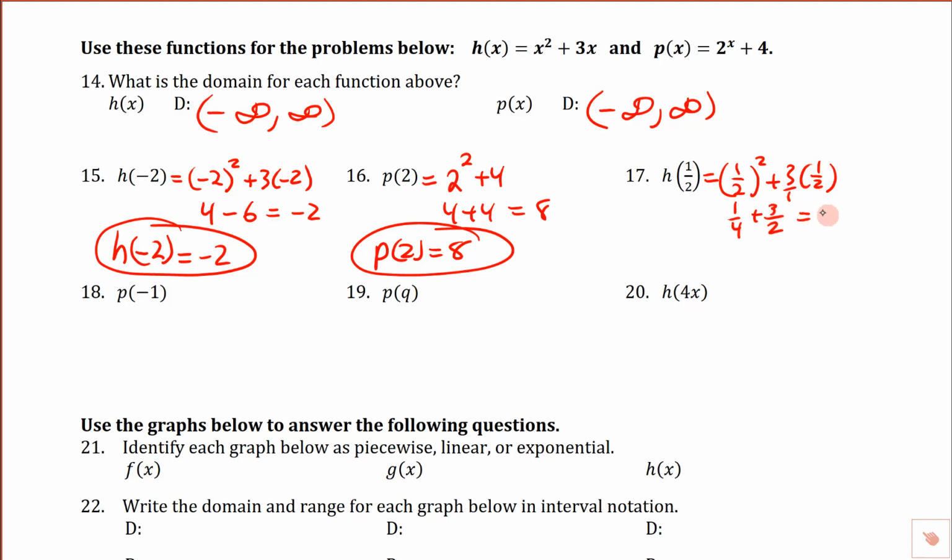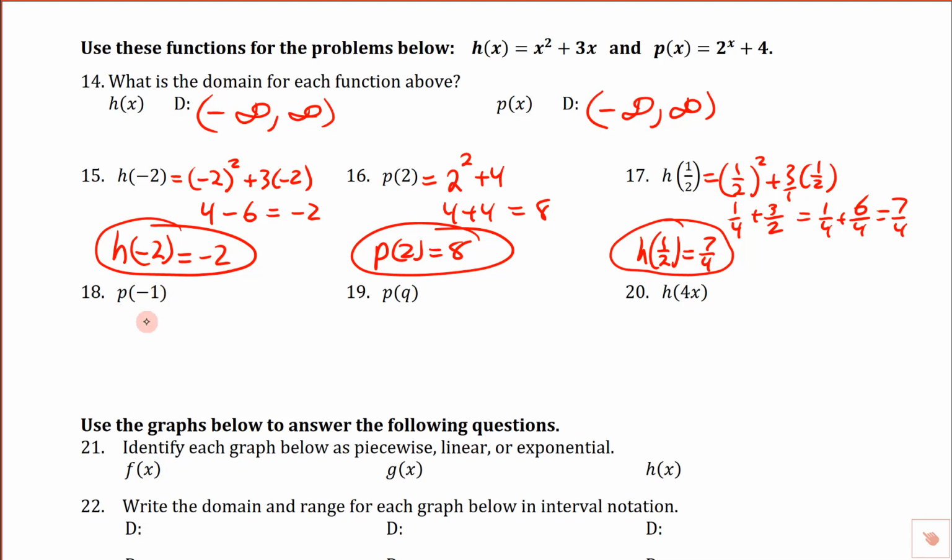Let's go ahead and get a common denominator here. 1/4 plus, let's see, in fourths, we double that. So we double this, so that's going to be 6. So that's going to be 7/4 here. So what that means is h of 1/2 is equal to 7/4. So it would go through the point 1/2 comma 7/4. So some fractions there, but we can deal with that.